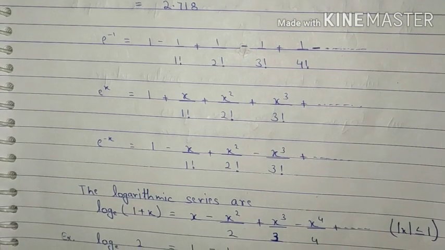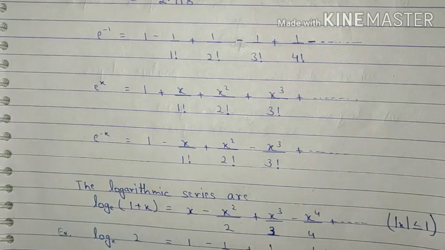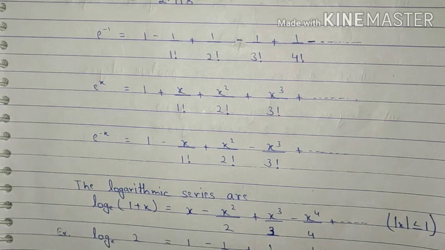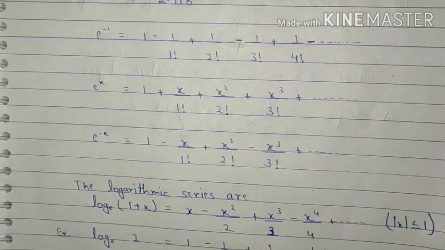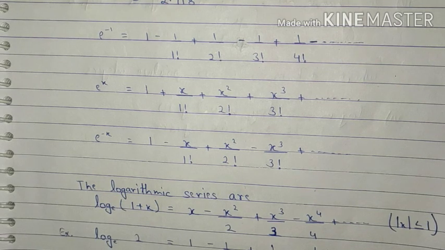In the same manner, for e raised to the power minus 1, we have the series as 1 - 1/1! + 1/2! - 1/3! + 1/4!. For better understanding, you can have a look over here. As you already know, whenever we are raising a negative term to even powers, it becomes positive. So that is what we are observing over here.